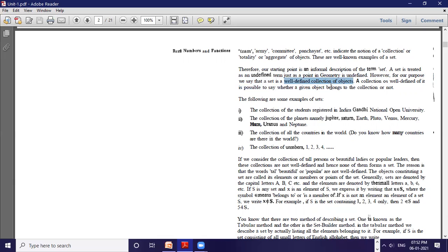So for our purpose only, we define the set as a well-defined collection of objects.